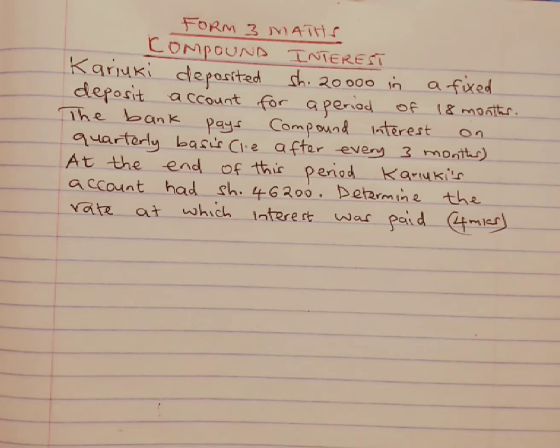Today we are going to look at Form 3 Mathematics under compound interest, and the question we have reads: Karaoke deposited shilling 20,000 in a fixed deposit account for a period of 18 months. The bank pays compound interest on quarterly basis, i.e. after every 3 months, and at the end of this period, Karaoke's account had shilling 46,200. Determine the rate at which interest was paid.